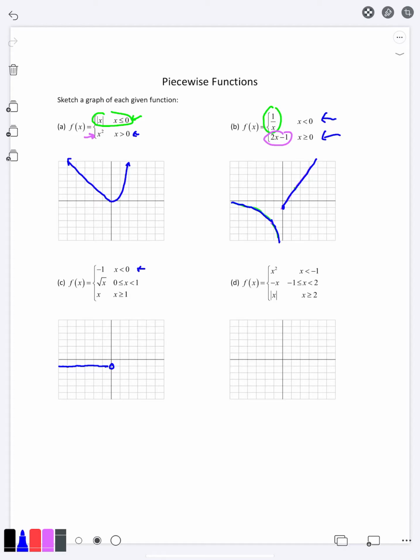Okay, the next thing I see is the square root function. I know what that looks like, but this time we're only going from 0 to 1. So it's just this little teeny piece of the square root function that we're going to have. And then after that is the x function, which is then going to go straight off here. And this is what we have for this function.